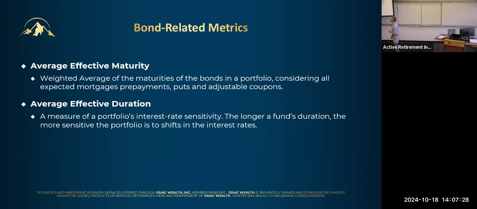More importantly than that, though, we like to use average effective duration. Maturity is great and can be useful, but duration is what tells the story. Duration is what really tells us how those things are going to affect our portfolio. Duration is a measurement of a portfolio's interest rate sensitivity. The longer the fund's duration, the more sensitive the portfolio is to shifts in the interest rate.